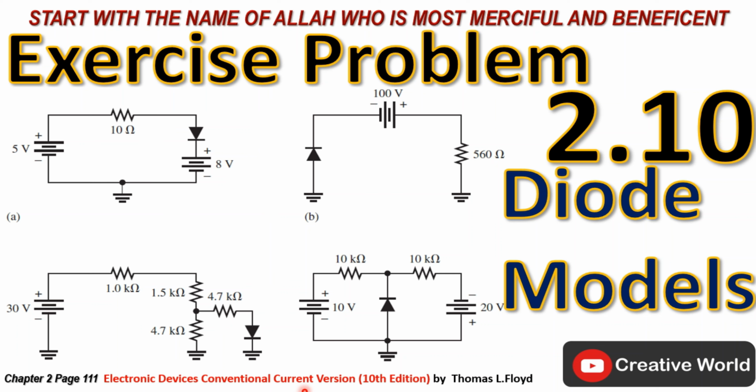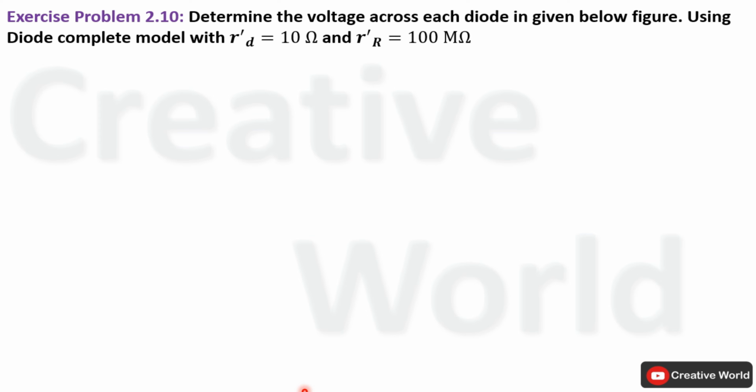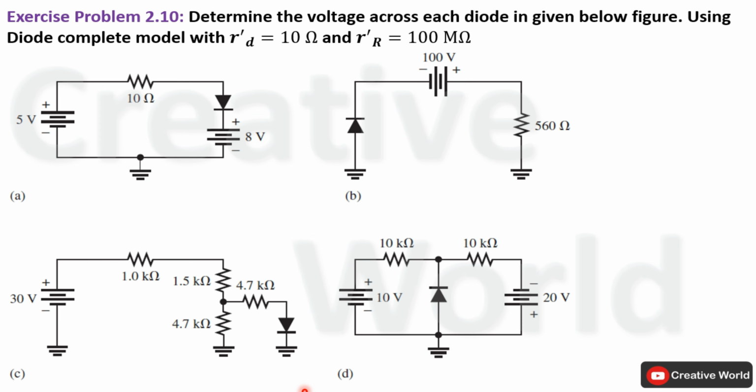Welcome to Creative World. In this video, we will solve chapter 2 exercise problem number 2.10. Read the scenario. Determine the voltage across each diode in the given figure, using the diode complete model with dynamic resistance of 10 ohm and reverse resistance of 100 mega ohm.